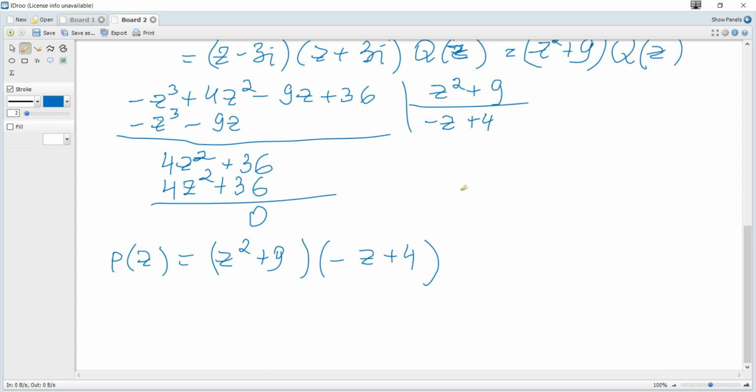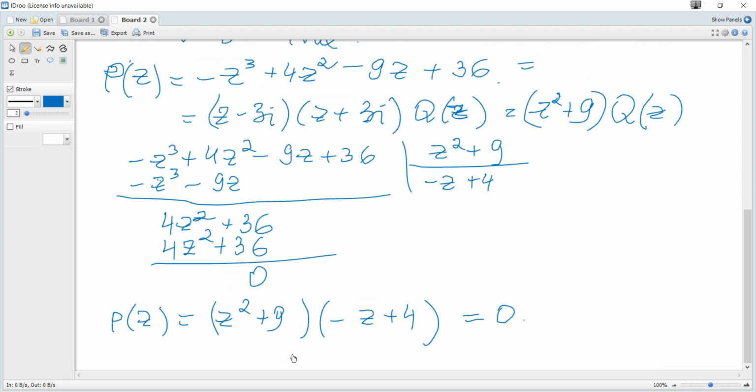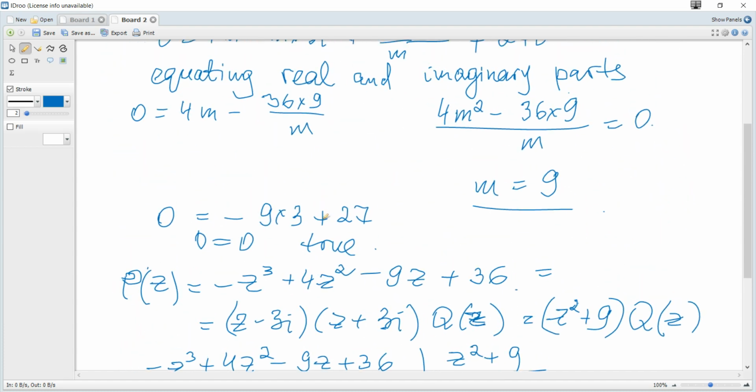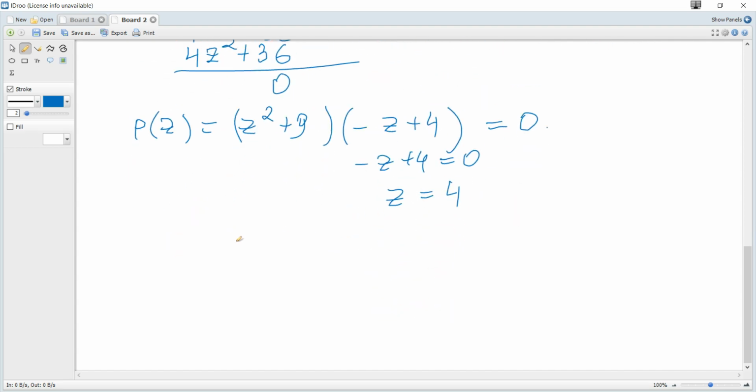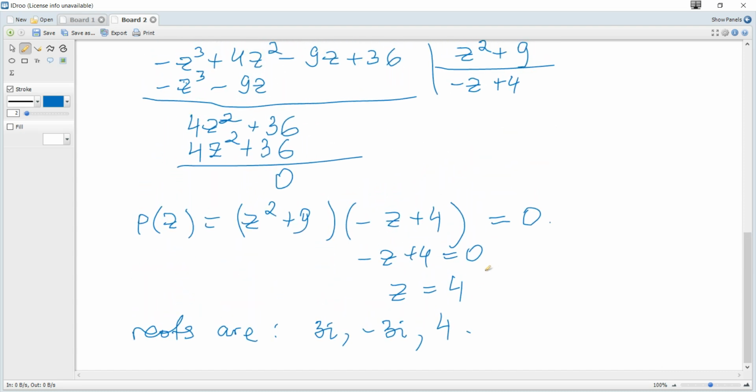If you need the roots, you can just equate it to 0, and you can see that when z squared plus 9 is equal to 0, you get our roots plus minus 3i, and negative z plus 4 equal to 0 gives z is 4, our third root. So the roots are 3i, negative 3i, and 4. And that's all for this question.